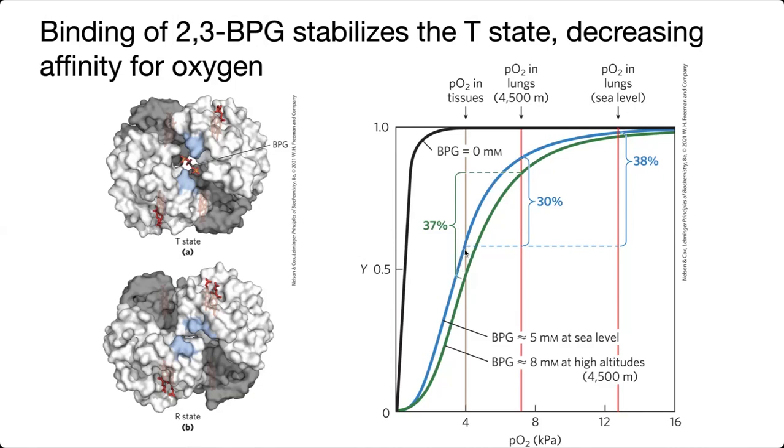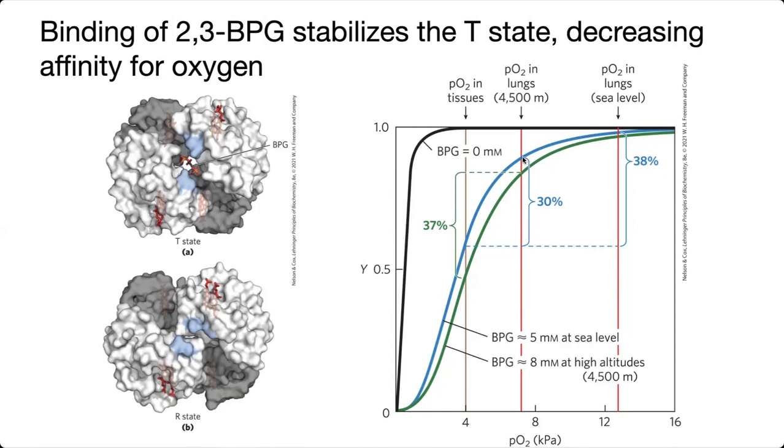Our oxygen in our tissues, we're ending at the same point in both cases, but we're starting lower if we're at a high altitude. So we're only going to be dropping off about 30% as opposed to 38%. That's a lot of oxygen that these people would be missing out on.